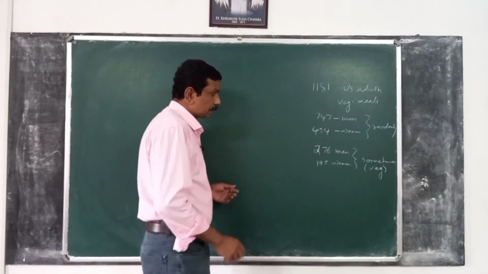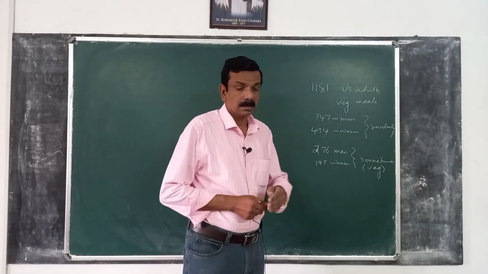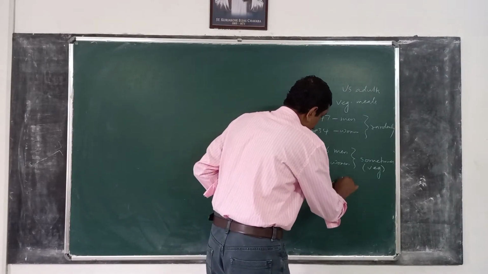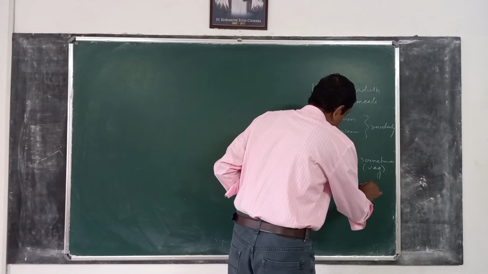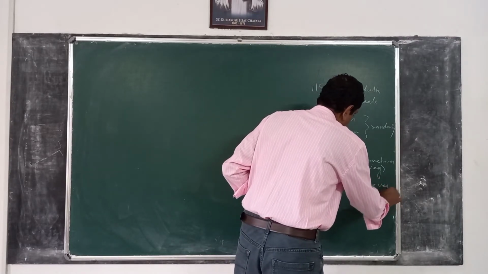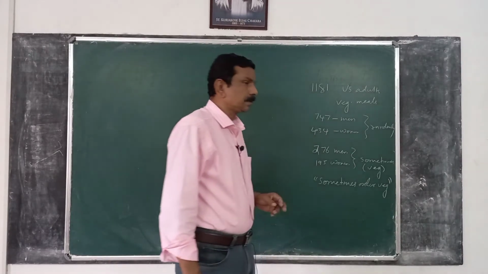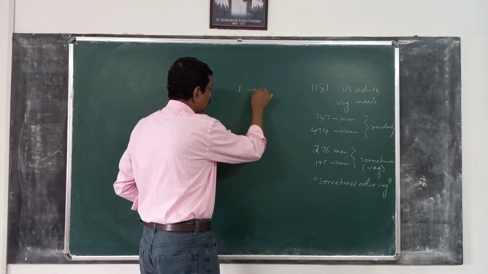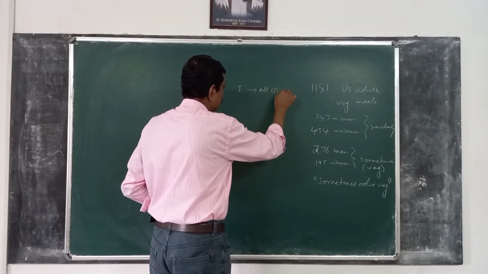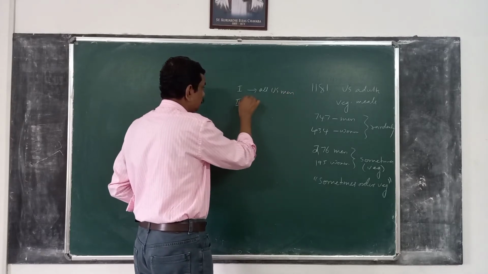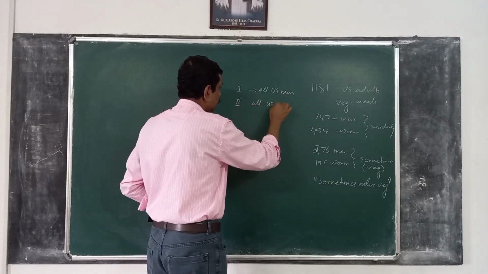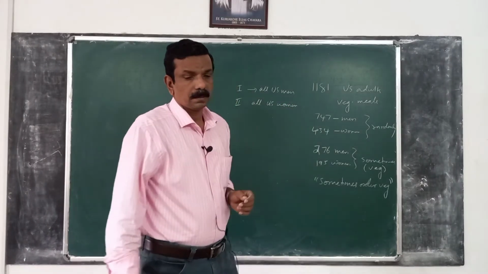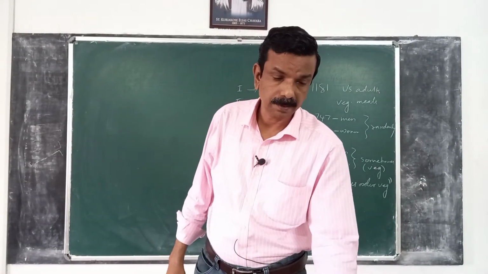So the attribute in this example is sometimes order veg. That is the attribute. Population 1 is all US men. Population 2 is all US women.